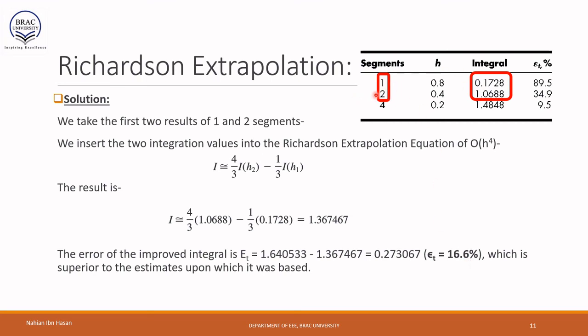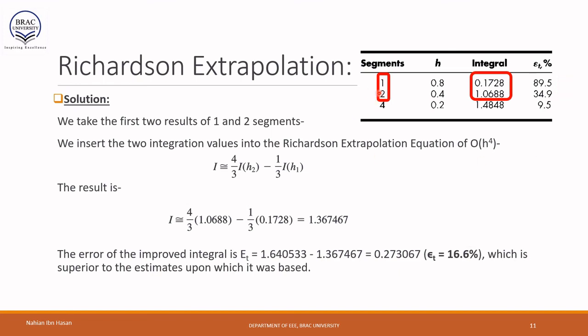Looking at this table, with 1 segment I have an error of 89%, with 2 segments I have an error of almost 35%. But if you use these two results with Richardson extrapolation, you will get a result with an error of 16.6%, which is very low compared to these two.